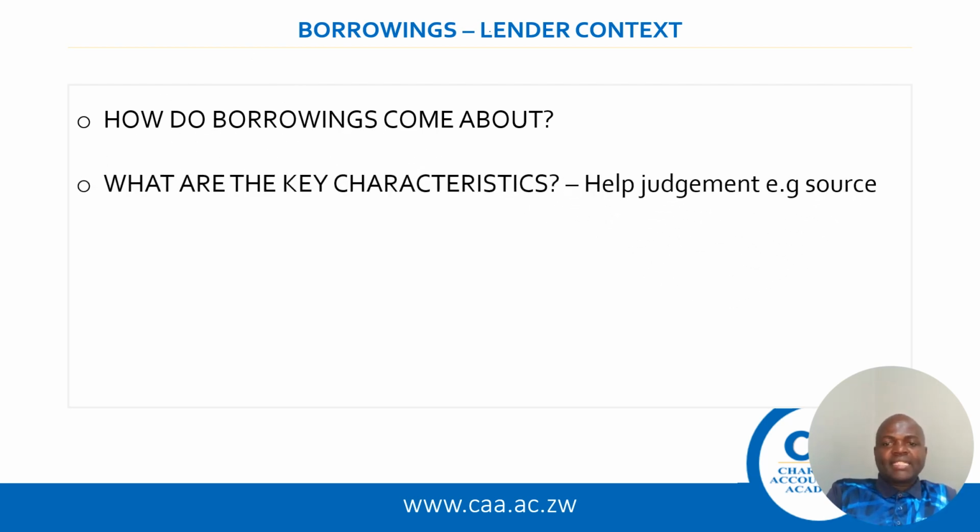What are the key characteristics? You really need to understand the characteristics of interest, which is what I've just explained to you, because it then determines a lot of things. For example, it helps you judge where the source is. Remember, source is about why you are getting an amount and where that element of why you are getting an amount happened.